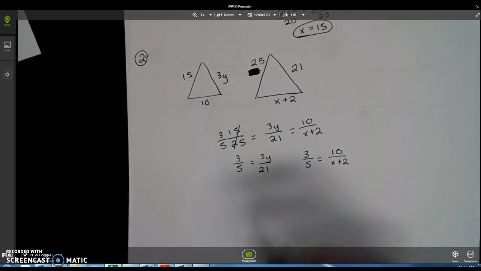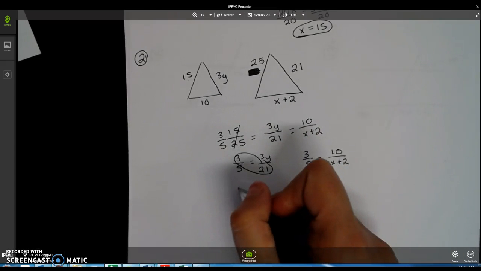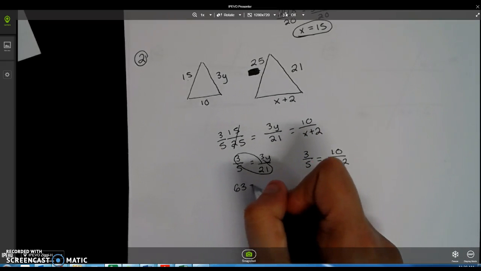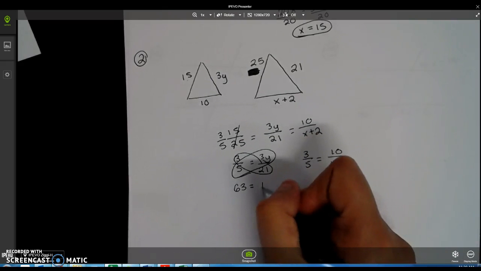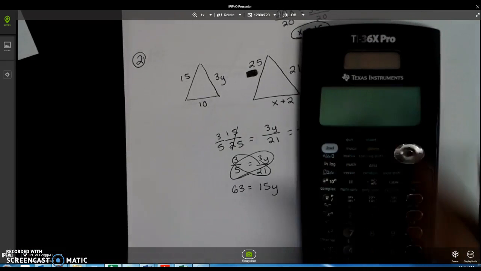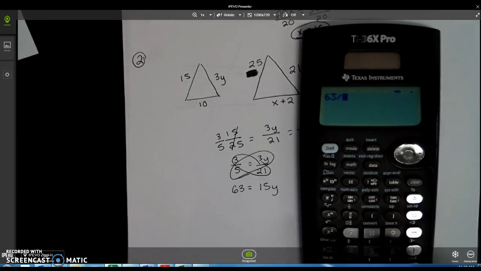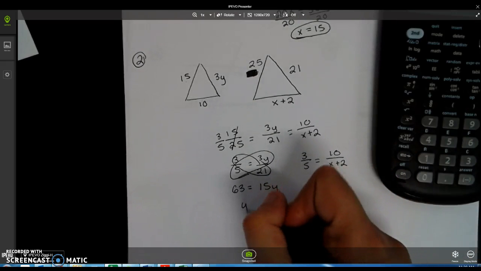So let's go ahead. I'm going to cross multiply on both sides here. 3 times 21 is 63. 3 times 5 is 15. We'll divide that. It's not a pretty number. 4.2. Not too bad. Y equals 4.2.